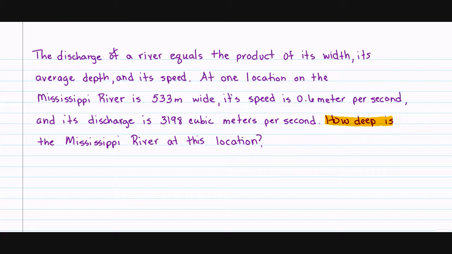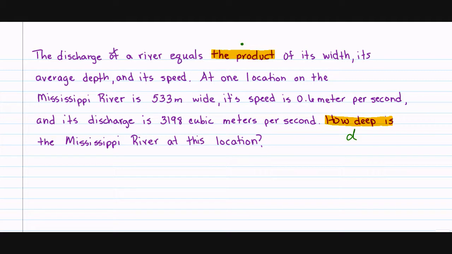Now I'm going to go through and find out. First, I have to write the equation in order to solve it. I'm looking for its depth. Let me get my pen back here. I'm going to use D because I'm looking for the depth. Now, I've got some keywords in here. Let's point them out. The product means multiplication.